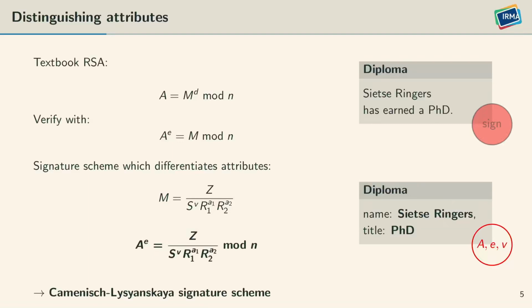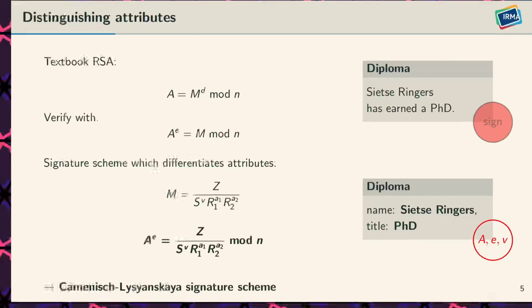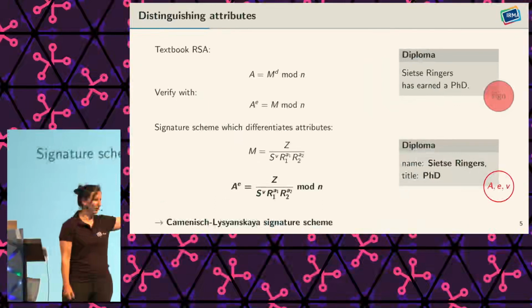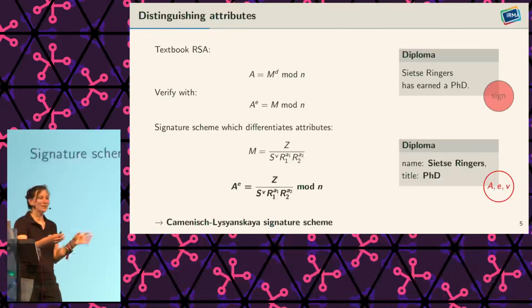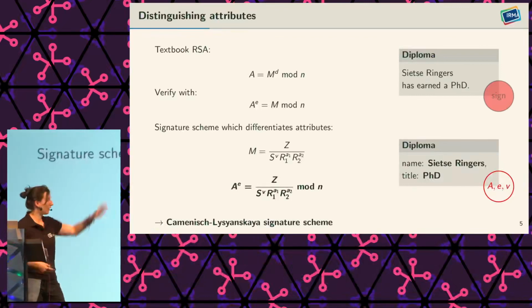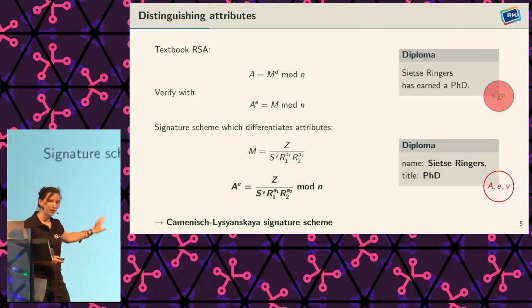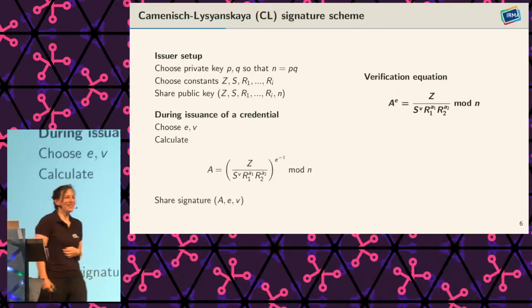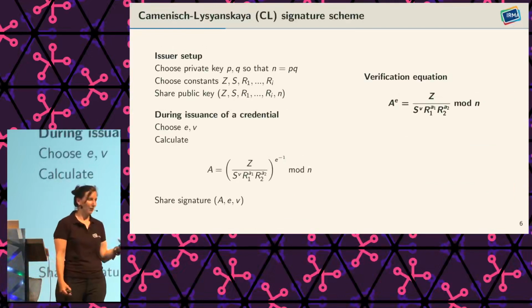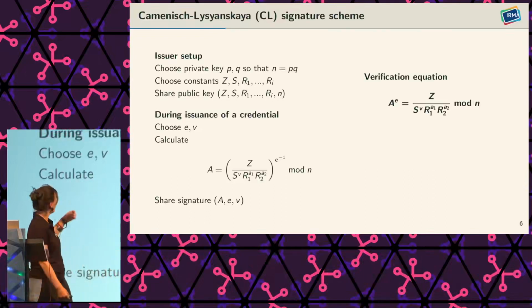I told you already that those capital letters are constants. There's an E and a V that actually become part of the signature. You can already see that on the right-hand side here, and we will go into details. We will now have a little detour from our diploma example, and I'll just say a couple more words on the signature scheme so you have a bit more context on it. The Camenisch-Lysyanskaya signature scheme is quite a mouthful. That's why most people just abbreviate it with CL signature scheme.